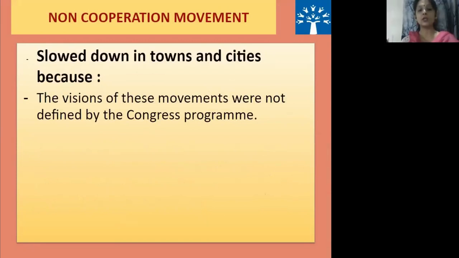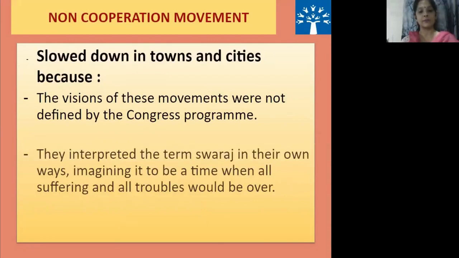The visions of these movements were also not defined by the Congress. They interpreted the term Swaraj in their own ways, imagining it to be a time when all suffering and all troubles would be over.